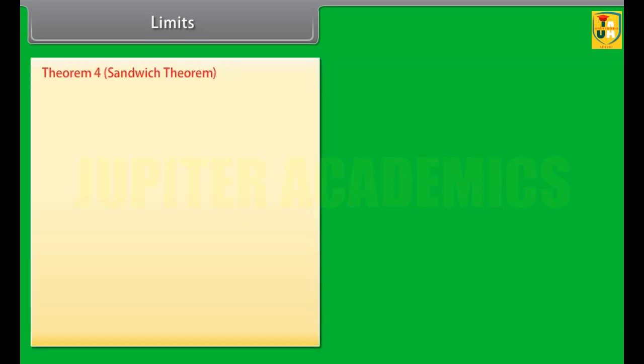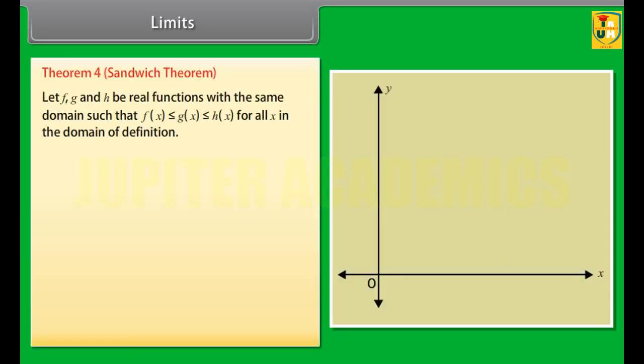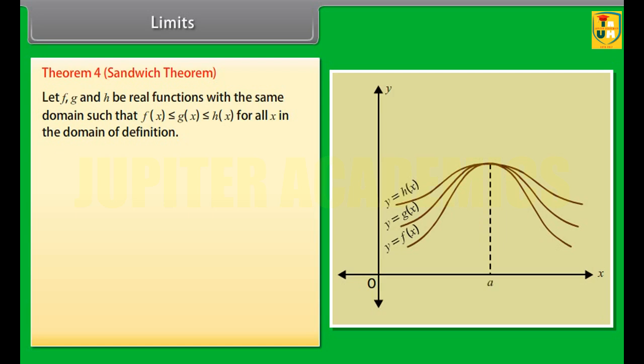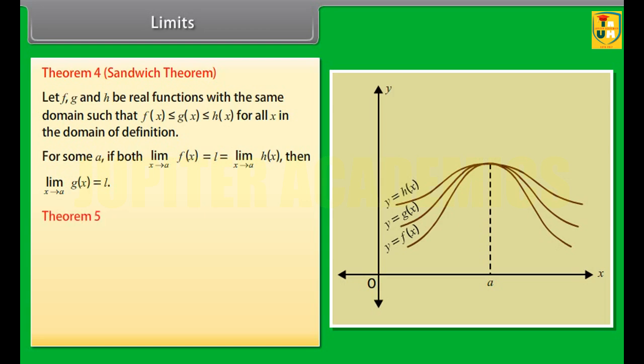Theorem 4. Sandwich theorem. Let f, g and h be real functions with the same domain such that f(x) is less than or equal to g(x) is less than or equal to h(x) for all x in the domain of definition. For some a, if both limit x tends to a of f(x) is equal to l is equal to limit x tends to a of h(x), then limit x tends to a of g(x) is equal to l.